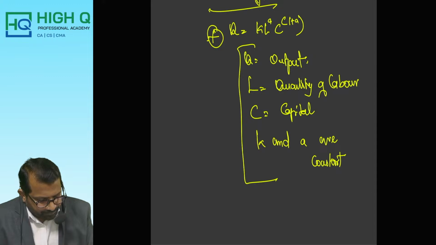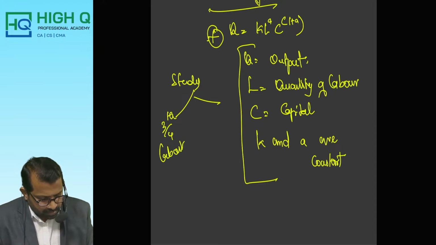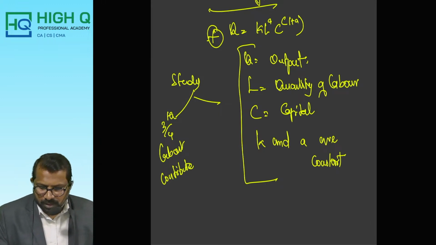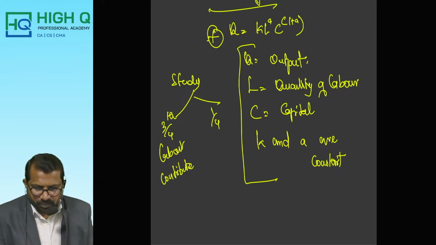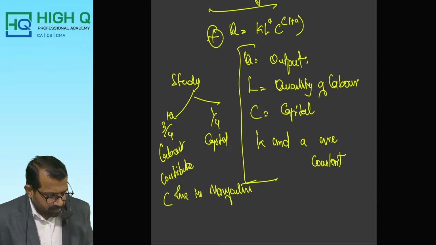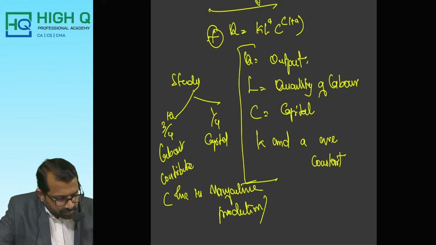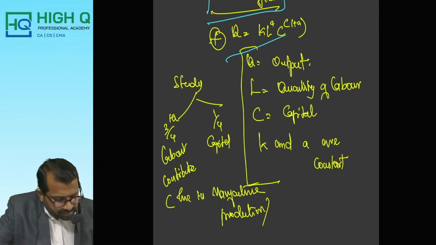Through this study, it was found that 3/4 of labor contributed and capital 1/4 to the increase in manufacture production. So this is the formula for the production function.